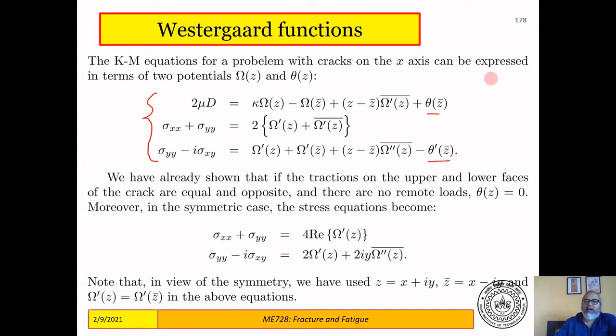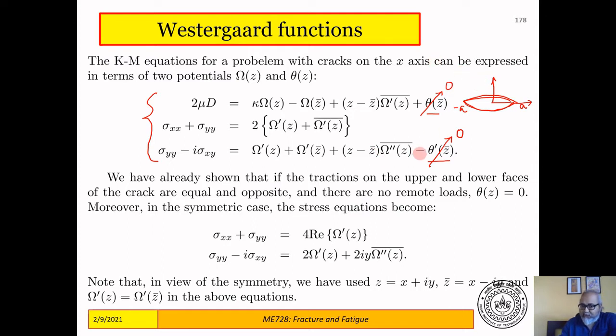But later we proved that if the crack goes from minus a to a on the x-axis, so if this is the crack, this is your x, this is your y, and the upper crack face and the lower crack face have equal opposite tractions applied on them, then theta z is actually 0. So theta z vanishes from these equations. So once that happens, and we take into account the symmetric case, then we are actually looking at a mode 1 crack.